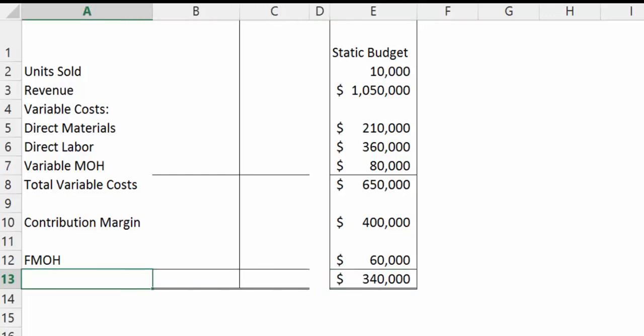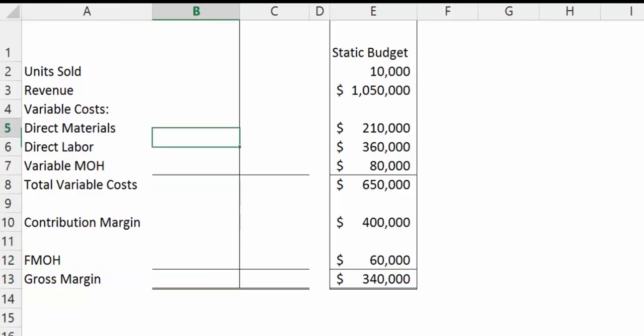Now, what label should we put on the $340,000? Well, we have covered the direct materials, the direct labor, the variable manufacturing overhead, and the fixed manufacturing overhead. So actually, we have talked about all of the manufacturing costs involved, and that turns this into the gross margin. So in this case, we have both contribution margin and gross margin. We don't have any selling and administrative costs in this video at all.